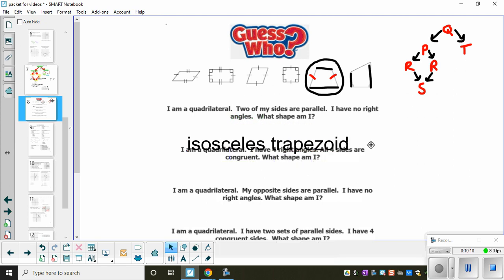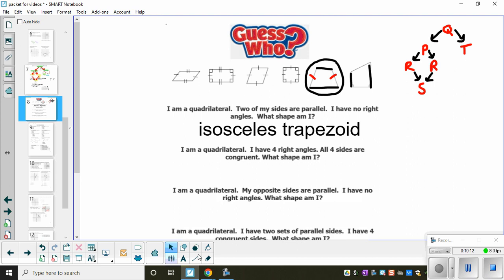All right, you guys can jot that down there. And again, I'm going to just draw it now based on the specifications. So if two of my sides are parallel and I have no right angles, here's parallel sides. See how one's a little bit longer than the other? And then you drop this one down here and you drop that down there and you've got your isosceles trapezoid.